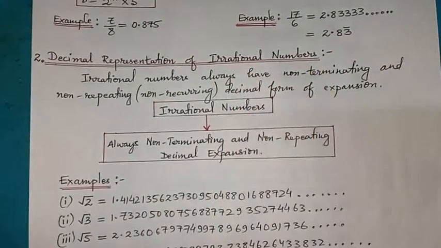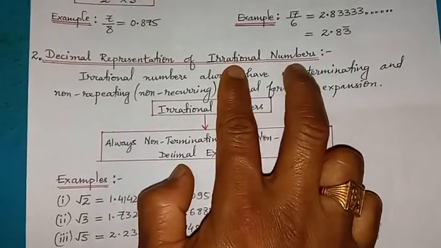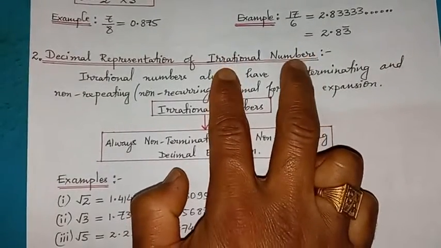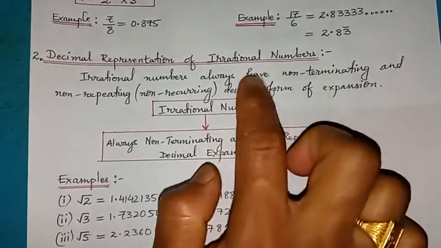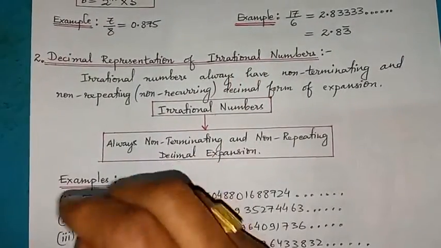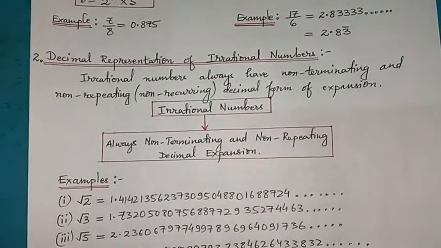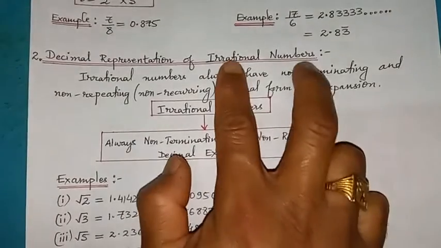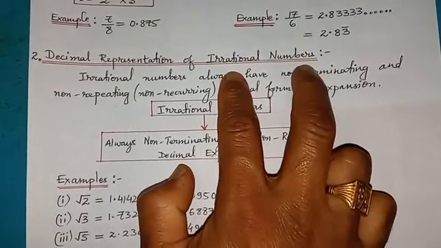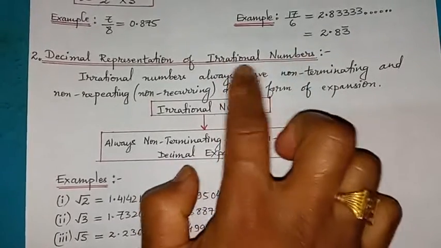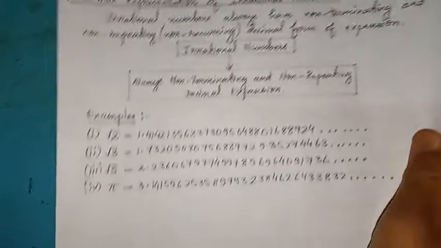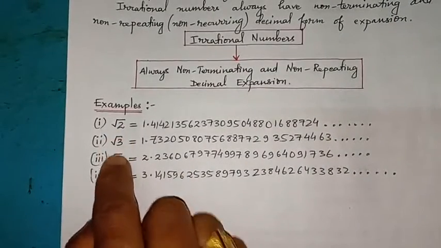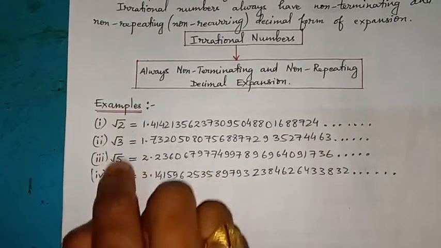Do you know what irrational numbers are? I explained last time, in the previous video. Irrational numbers are those numbers which cannot be written in the form of p by q, where both p and q are integers and q is not equal to 0. Examples of irrational numbers are square root of 2, square root of 3, square root of 5, pi. These are all irrational numbers.